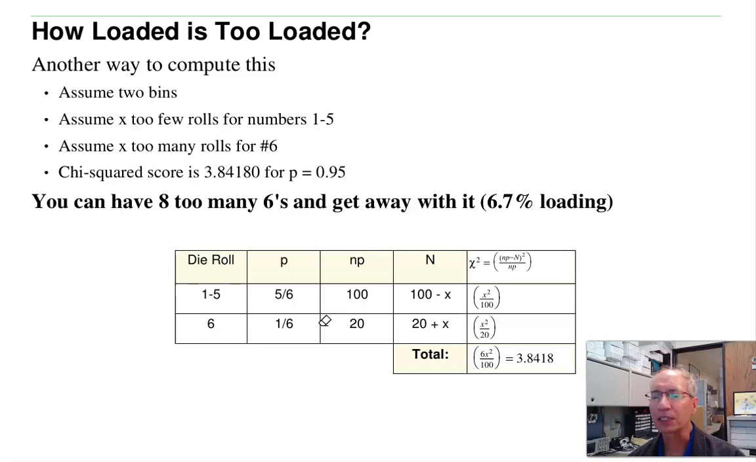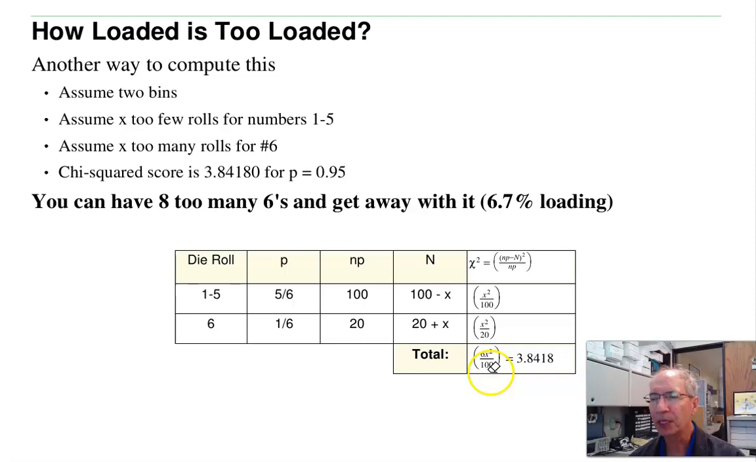Another way to calculate it, suppose I just have 2 bins. I have too many sixes. Those x's are spread out among the other numbers. I don't really care how. The probability of getting a 6 is 1 in 6. The other numbers are 5 in 6. I have x too many sixes. I take those x's away from the other numbers. Add them all up. Take the difference squared, divide by 100. Difference squared, divide by 20.